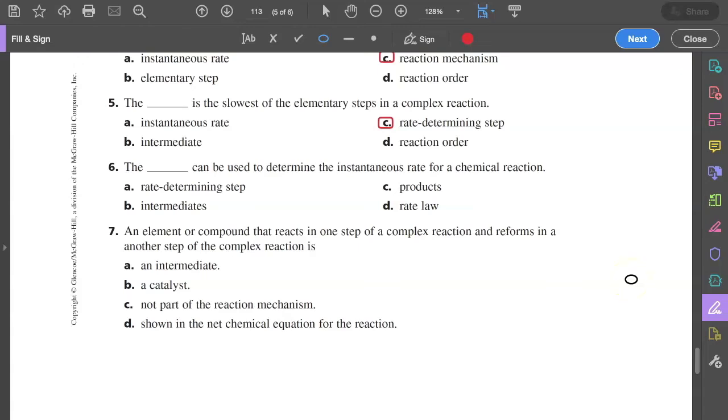Number 6. The blank can be used to determine the instantaneous rate for a chemical reaction. This one's D. The rate law can be used to determine the instantaneous rate.